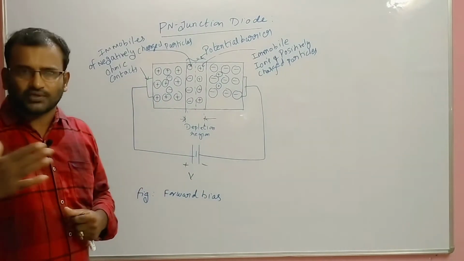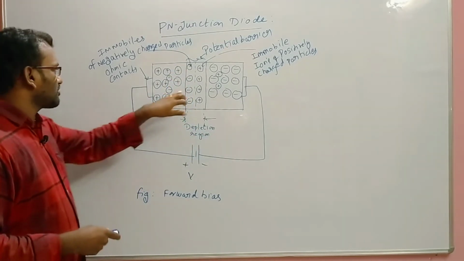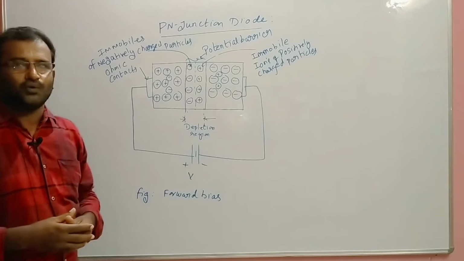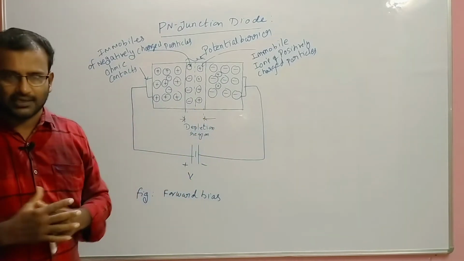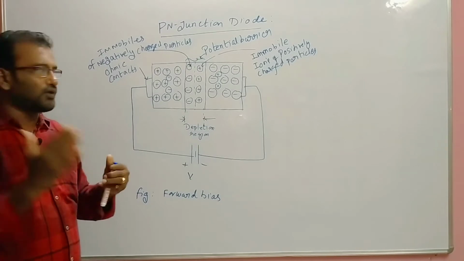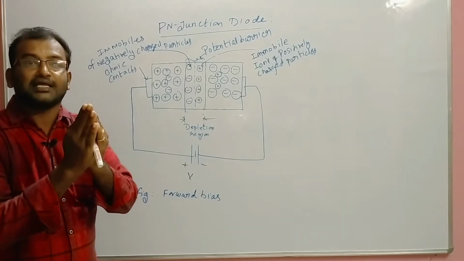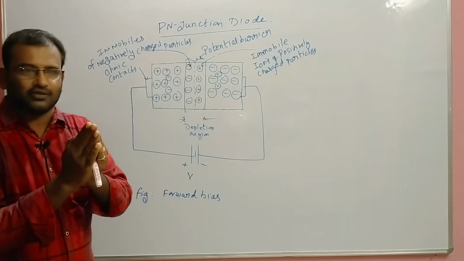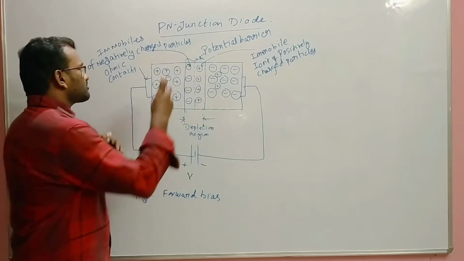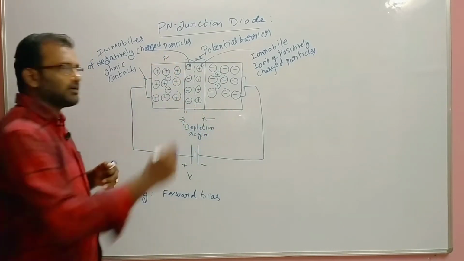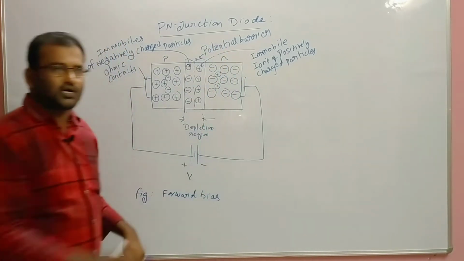First of all, we are going to discuss the PN junction diode. How is the PN junction diode formed? It is formed from P-type material and N-type material. Whenever the P-type and N-type are brought close together, they form a PN junction diode. Is it clear? This is the P-type, which has positively charged particles, whereas the N-type has negatively charged particles.